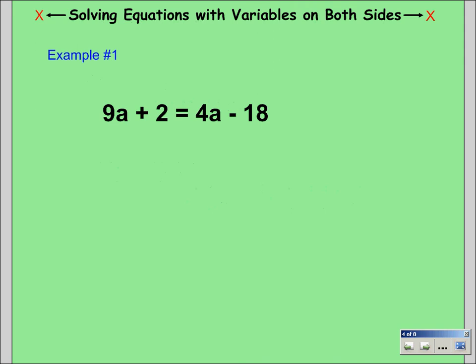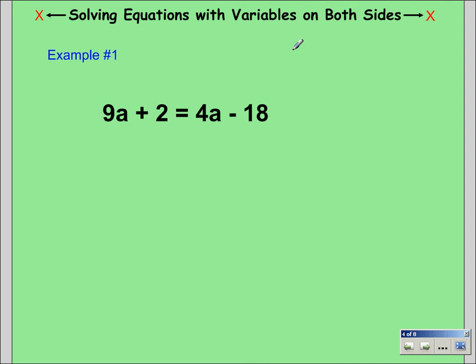In our first example, we have 9a plus 2 is equal to 4a minus 18. Because we have 9a on the left side, we're going to move our 4a over onto the left side because there are 9, which is greater than the 4 on the right side of the equation.